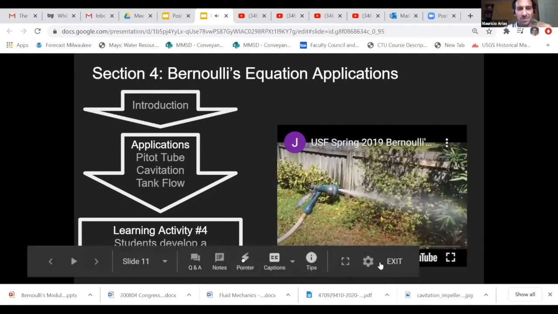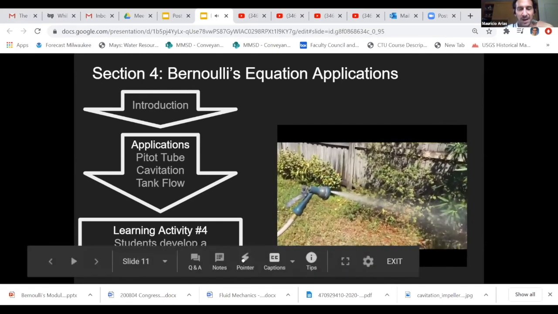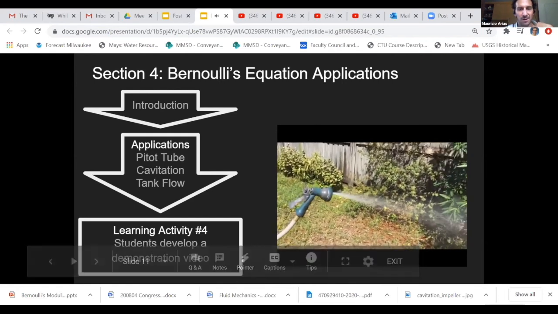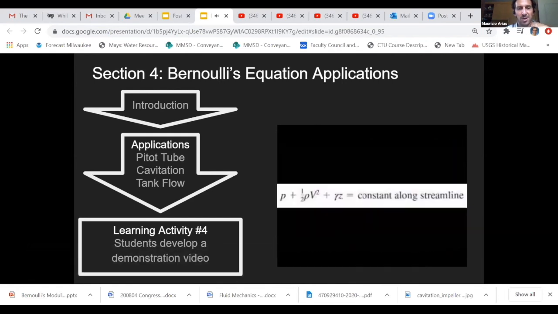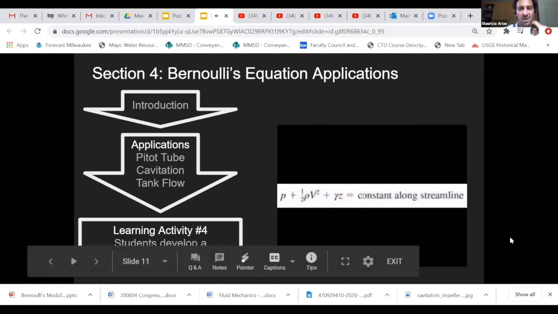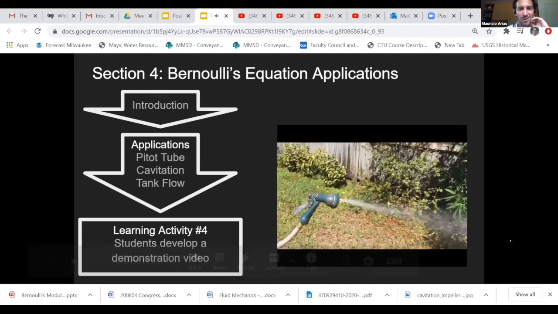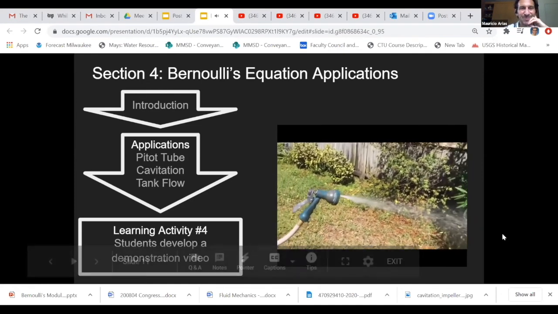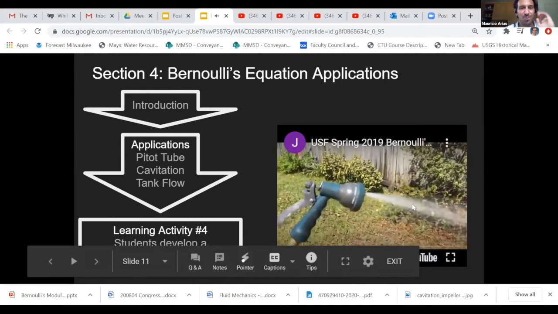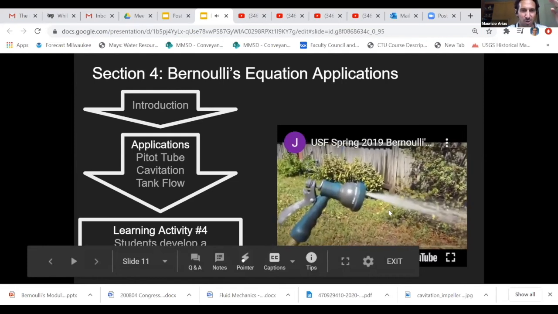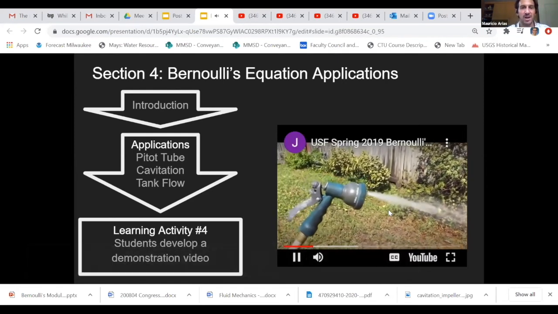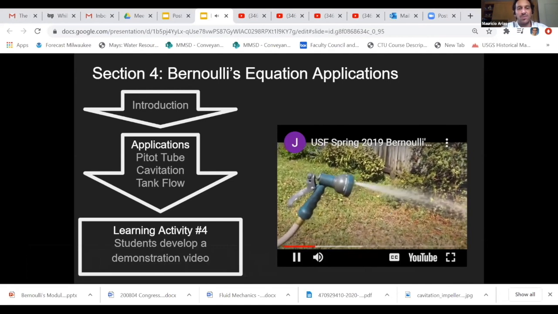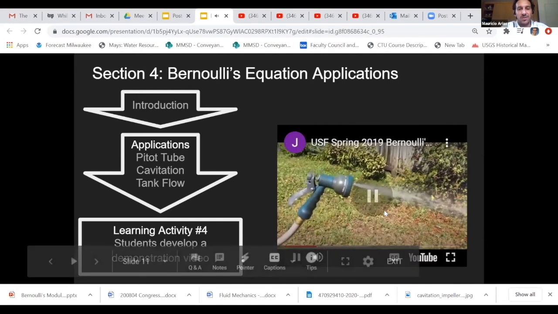So here's one example of some students last year who made this video about the Bernoulli's equation, some applications for just water going through this magic hose here. And this is our culminating activity. Here's where we have a detailed rubric that we go through to evaluate students.